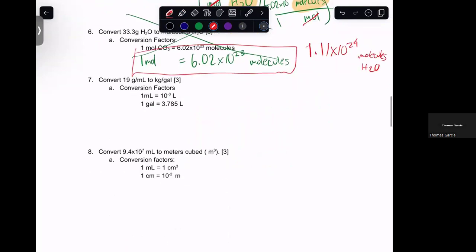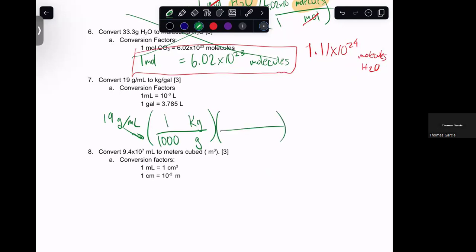All right. Convert 19 grams per milliliter to kilograms per gallon. 19 grams per milliliter. I'm going to first start my grams to kilograms. Kilograms on top, I will drop grams on the bottom. And I know that from a previous problem, it's 1,000 grams is 1 kilogram. Now I have milliliters on the bottom, and I'm going to move those milliliters up to the top to liters. It is 1 milliliter, it's 10 to the minus third.